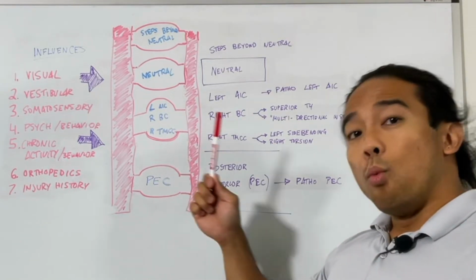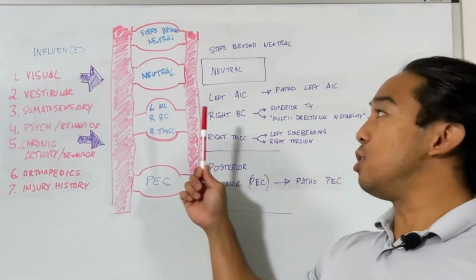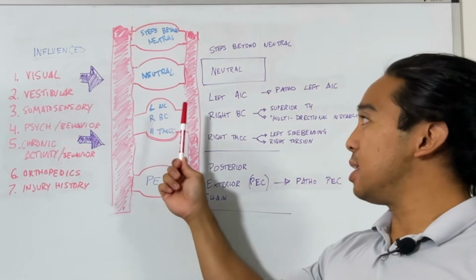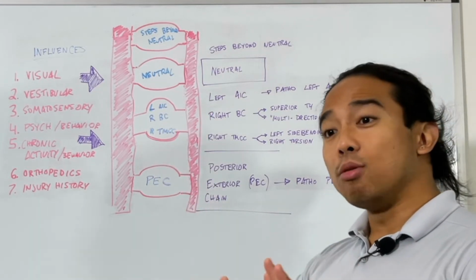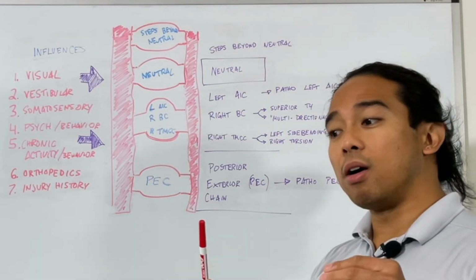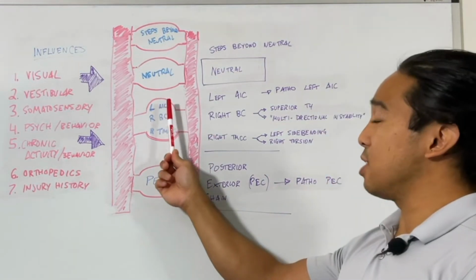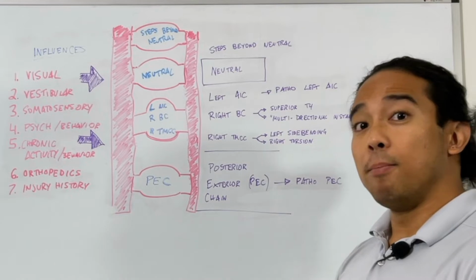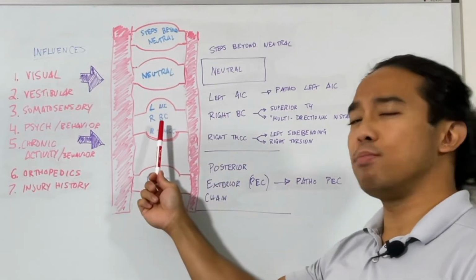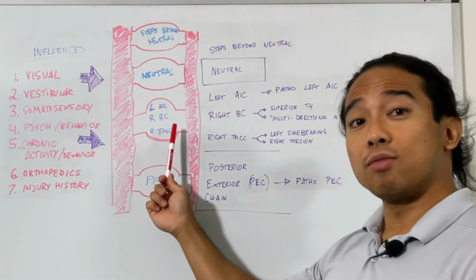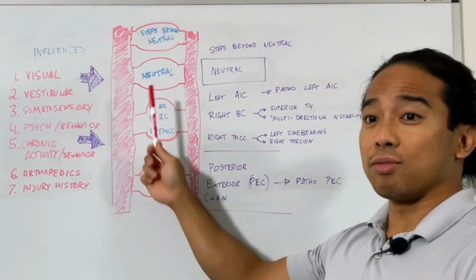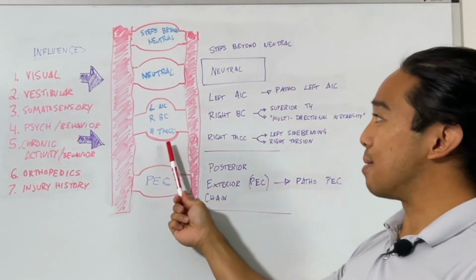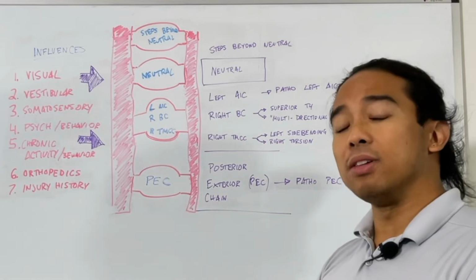I have this all on one rung of the ladder because you can be left AIC, right BC, and right TMCC. Those acronyms and letters are all on the same rung. We can start to look at, okay, maybe we can make this left AIC pattern better, and that can become neutral, but then you might still be a right BC. You might still be a right TMCC, and you didn't get to neutral. So that's why these are all on the same rung, because they all have the same level of influence.